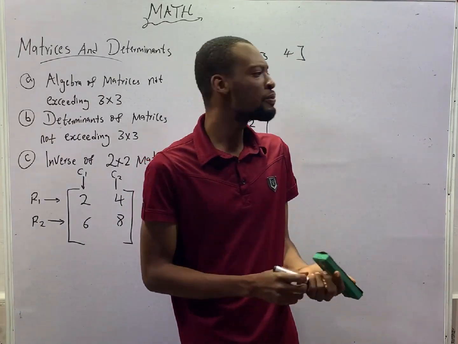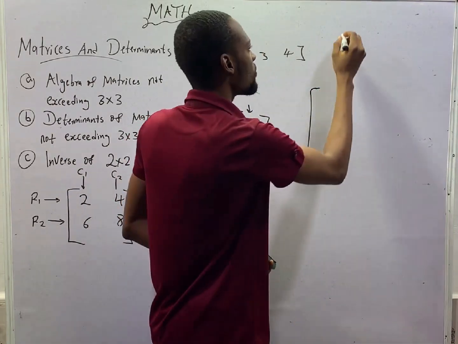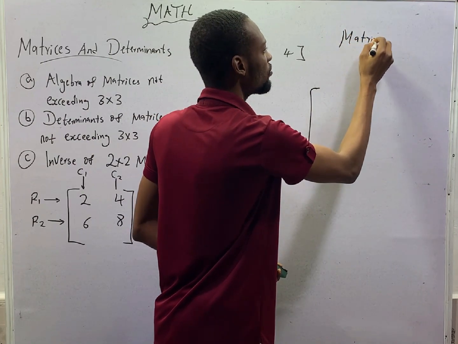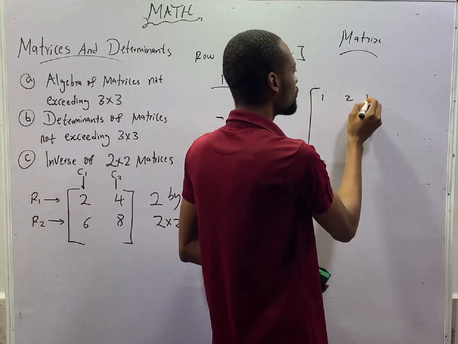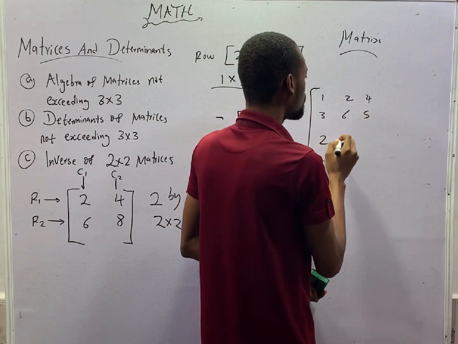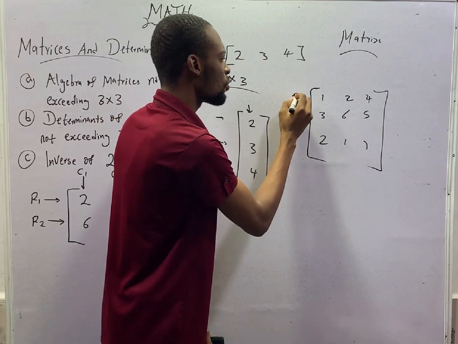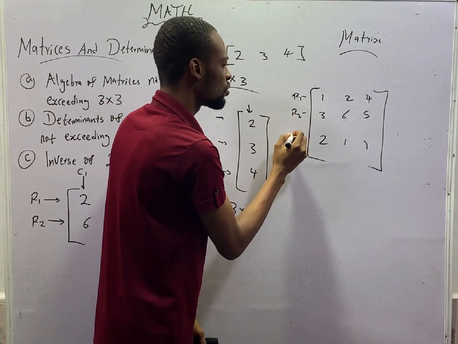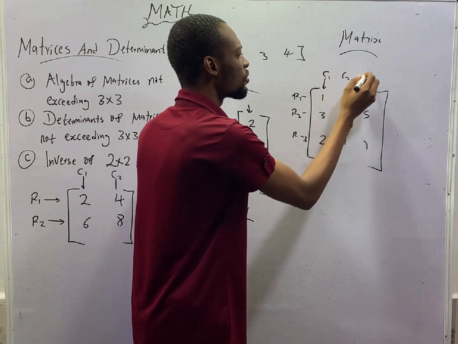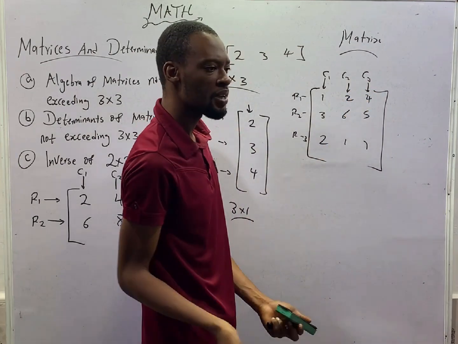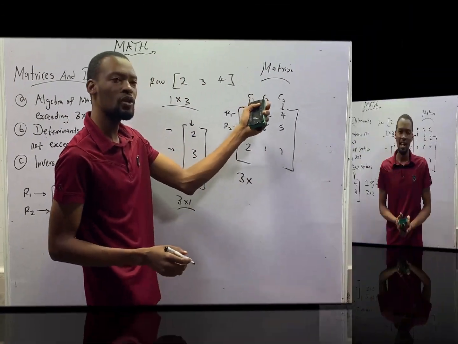A 3 by 3 matrix is a matrix where you have 3 rows and 3 columns. Matrix is singular. Matrices is plural. If you have 1, 2, 4, 3, 6, 5, 2, 1, 1, like this, this matrix has row 1, row 2, row 3. It has column 1, column 2, column 3. And to name the matrix, you write the rows first. 3 rows, then you say by. How many columns? 3.